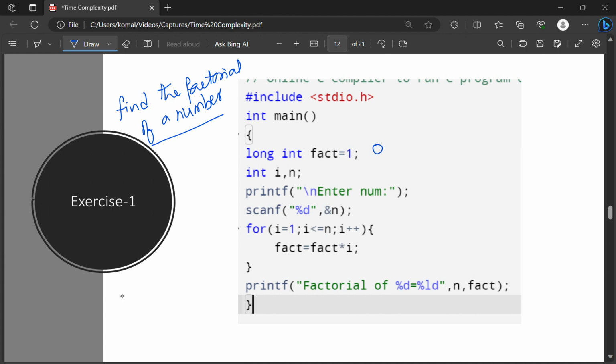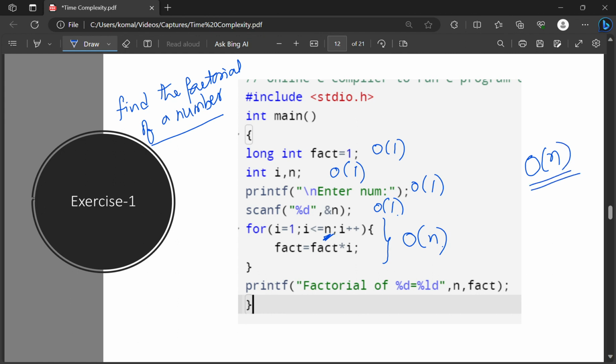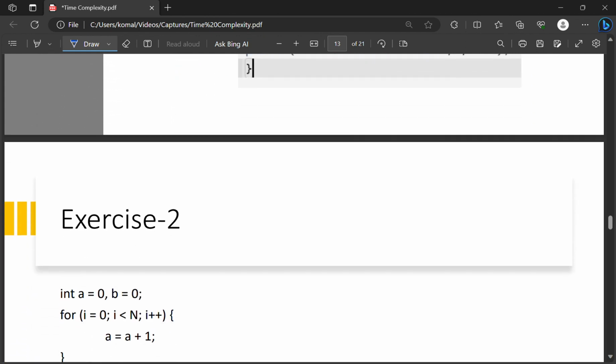So this is an assignment statement which takes big O of 1 time complexity, big O of 1, big O of 1, and this is a for statement. So how many number of times this for loop is getting executed? Big O of n. So totally on the whole, the time complexity of this code is big O of n. Next one.